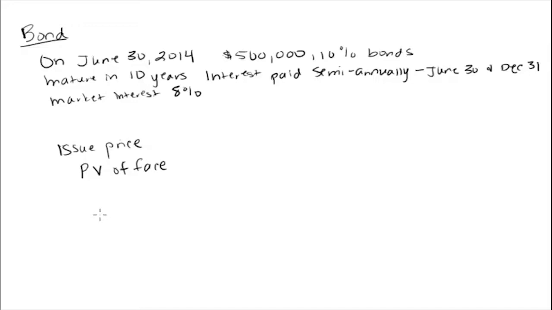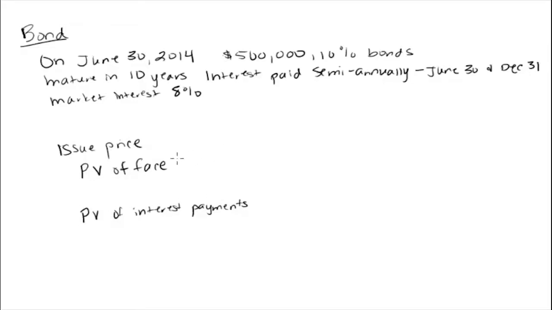Is any other payment involved here? We will pay the $500,000 back. But what else am I going to pay associated with this bond? I'm going to pay interest. So I also need to know the present value of the interest payments. There are two things we need to know to figure out how much we're going to get for the issuance of the bonds: the present value of the face and the present value of the interest payments. So let's talk about the face.